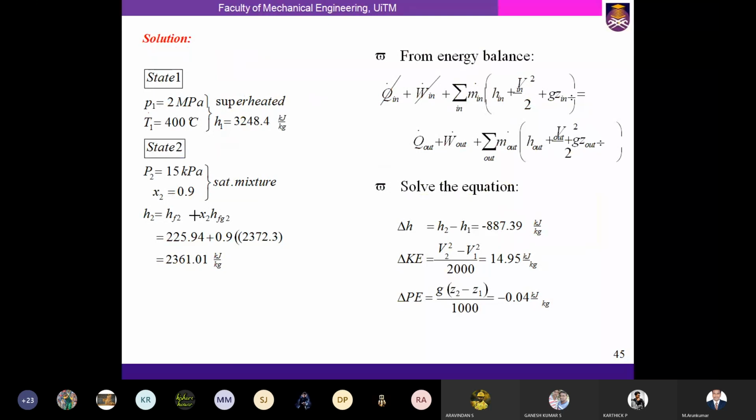So from state 1, we have the P1 value and the T1 value. We have to check these, then take the H1 value. Then for the corresponding state 2, we have this value. If you check, the condition will be a saturated mixture. So we can use the equation and find the H2 value. So we found the H1 value.